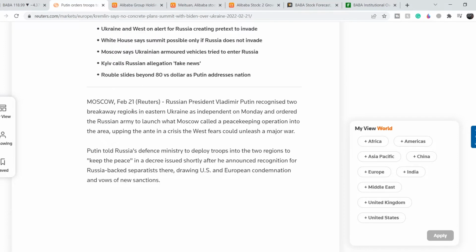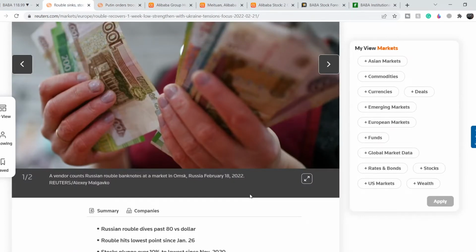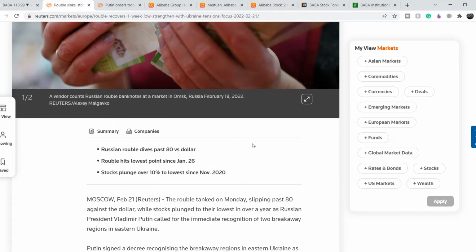I have to say that this news is definitely negative for the entire markets, because we already have a huge drop in stocks. Let me show you this. Russian ruble dives past 80 versus dollar. Ruble hits lowest point since January 26th. Stocks plunge over 10% to lowest since November 2020. And definitely it might affect not only the Russian stock market, but the international market as well. As you might know, we had a holiday on Monday, and now we have the first trading session. On this session, we might see huge storms on the market, and we have to be prepared for this.